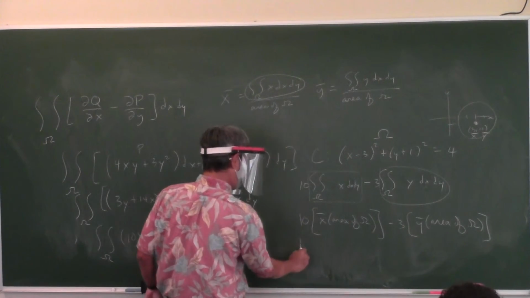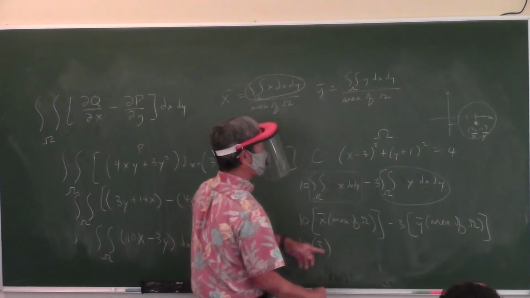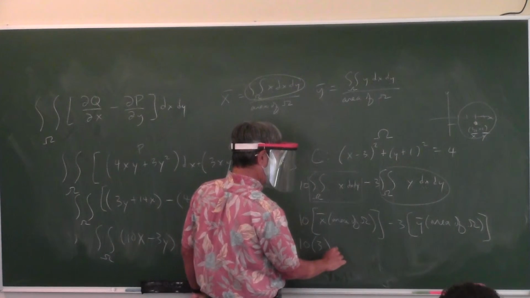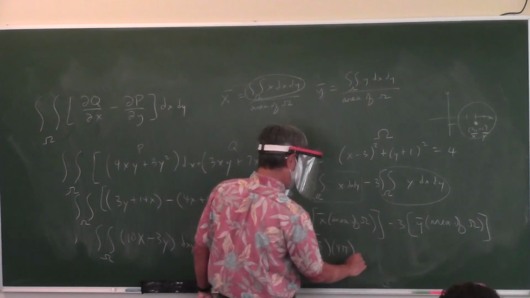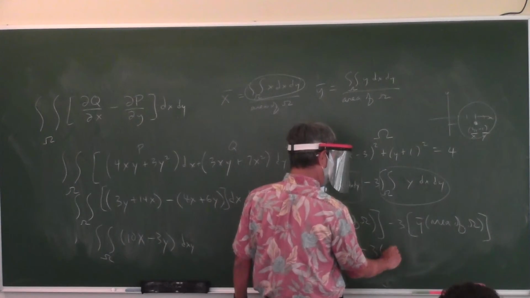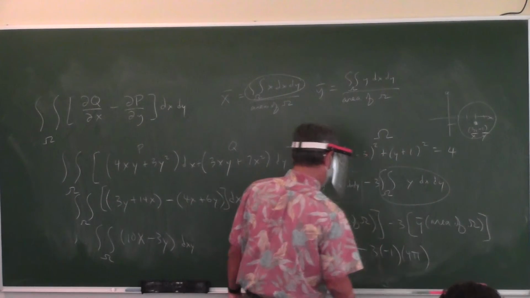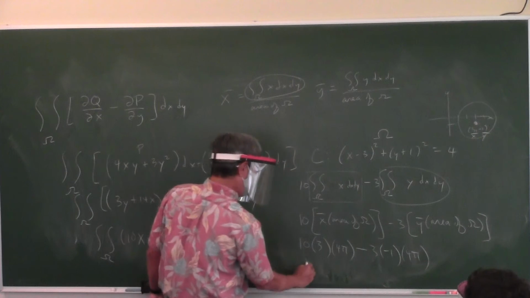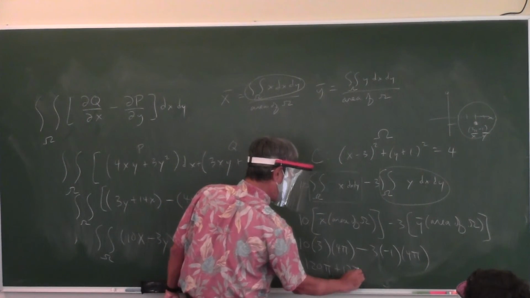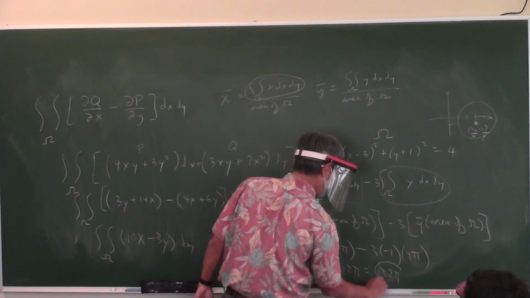So we got 10, x bar we know is 3, and what is the area of omega, which is a circle of radius 2? 4 pi, right? Minus 3 times y bar, which is -1, times the area of omega, 4 pi. And so what do we get? 120 pi plus 12 pi. Final answer, 132 pi.